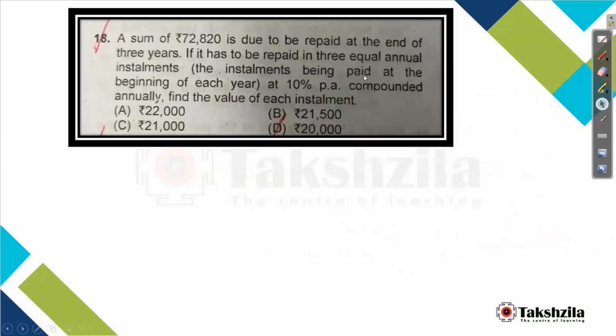Here's the question. The question is a very easy one. A sum of 7280 is due to be repaid. So this is the sum which has to be repaid, so it is similar to a debt to be discharged. So this is already a future value, 7280, equal to, as I told, 3 annual installments. So 3 annual installments means here it will be x, then 1.1 to the power 2, 1.1 and 1.